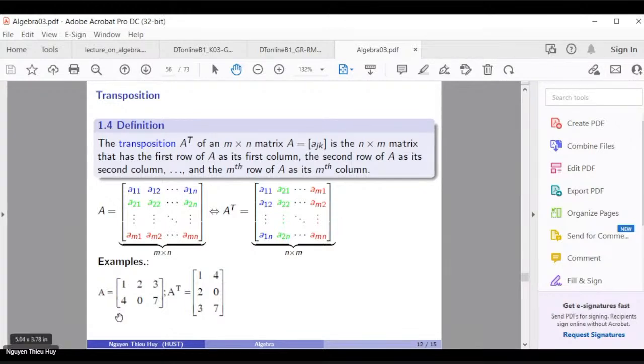Okay, look at this example. If you don't like the previous way, that is to write rows as columns, you can use the following way: write columns as rows. So 1, 4 here is written as the row 1, 4; 2, 0 here is the row 2, 0; 3, 7 here is the row 3, 7. So there are two ways to construct AT, and you obtain the same matrix, which is called the transposition AT of A.